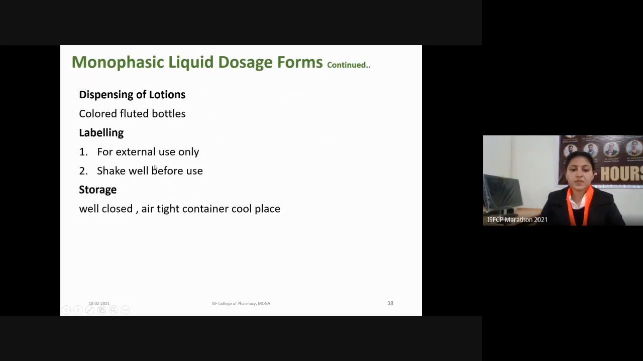Dispensing of the lotions should be in colored fluted bottles. The labeling of the lotions should state that these are for external use only. It is also mentioned there to shake well before use. Storage of the lotions: lotions are stored in a well-closed airtight container and kept in a cool place.